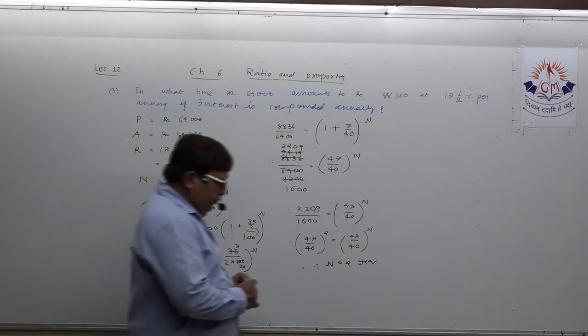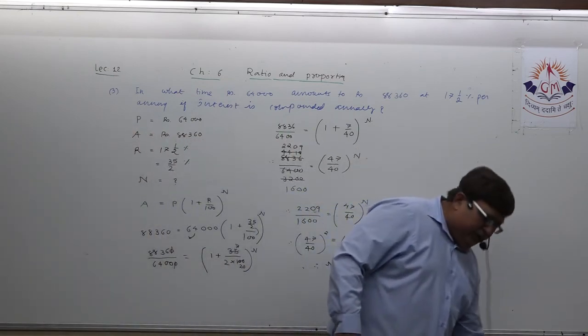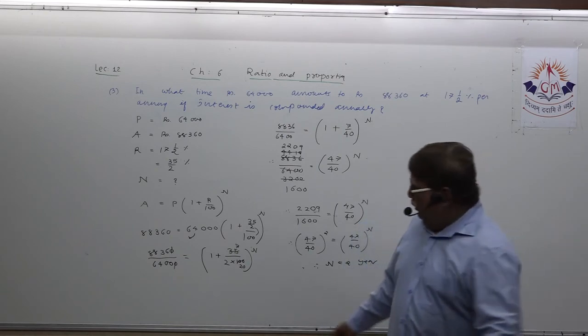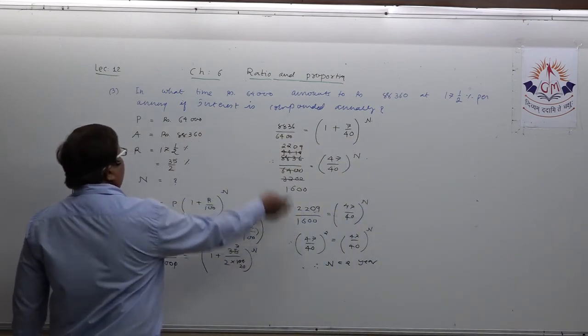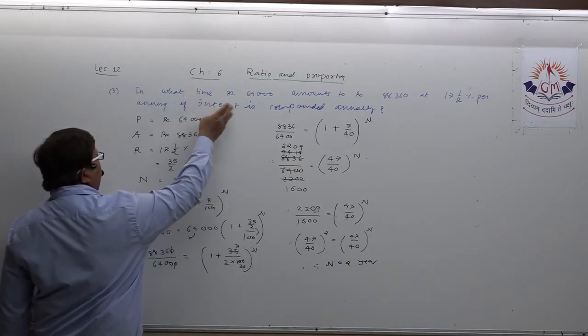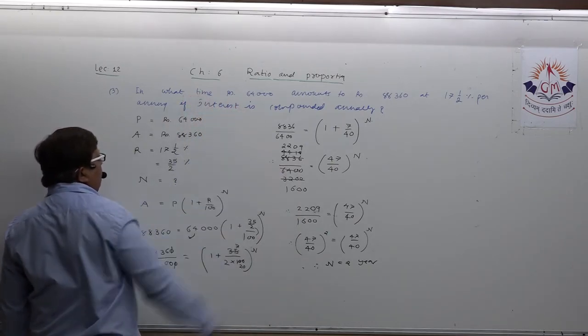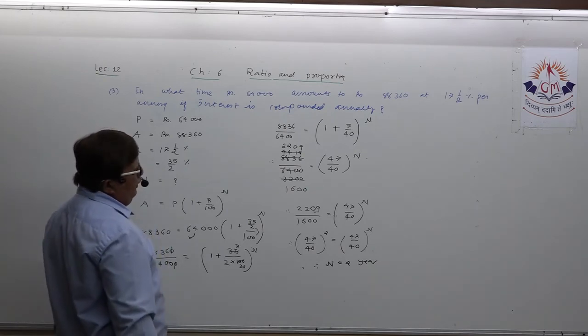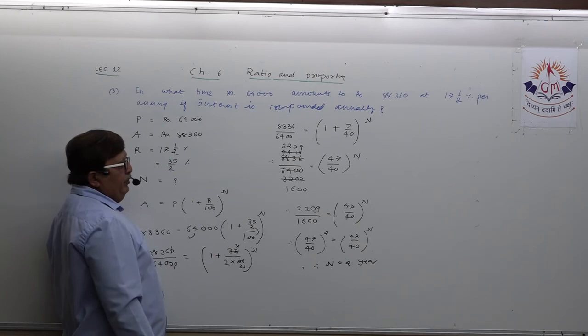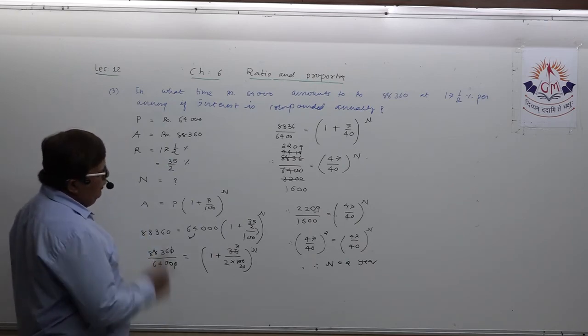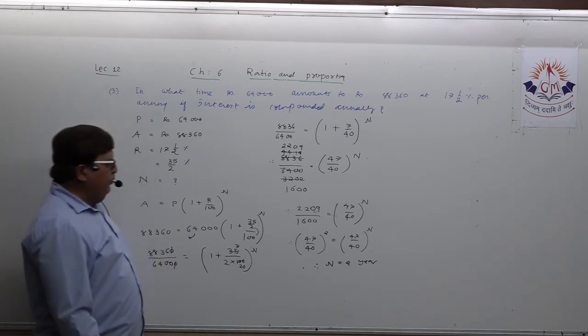At the end, when you got this answer n equals 2, you can write the statement: in how much time? In a time period of 2 years, rupees 64,000 amounts to rupees 88,360 at a rate of 17.5% per annum if interest is compounded annually.